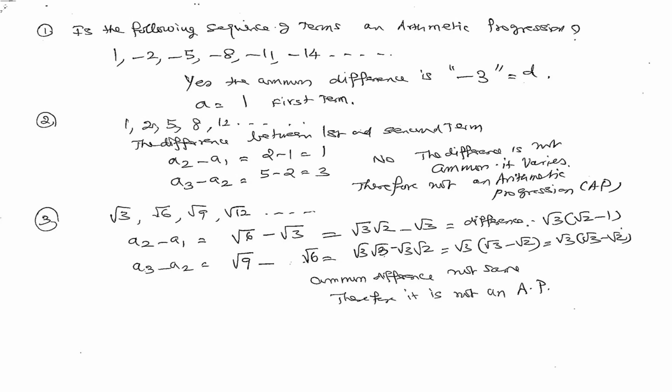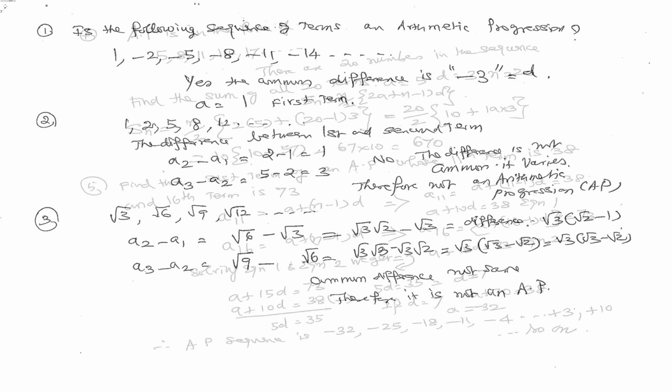Now going to the third term and second term, a3 minus a2 is equal to root 9 minus root 6. That is root 3 into root 3 minus root 2. The common difference is not the same here also. Therefore, it is not an arithmetic progression.